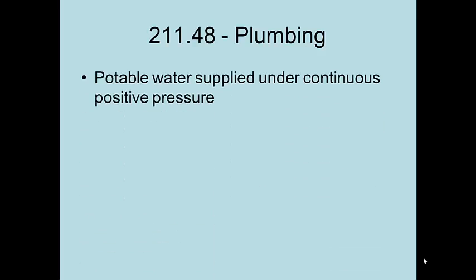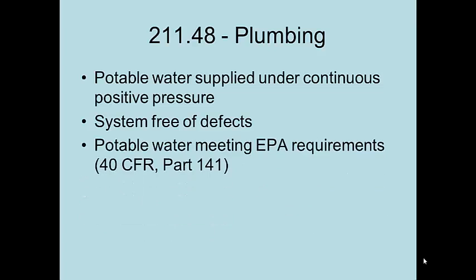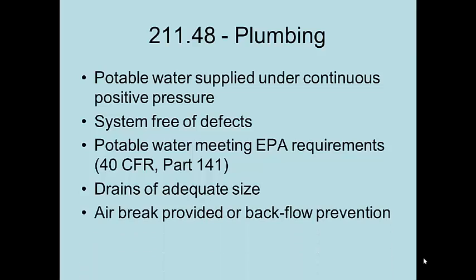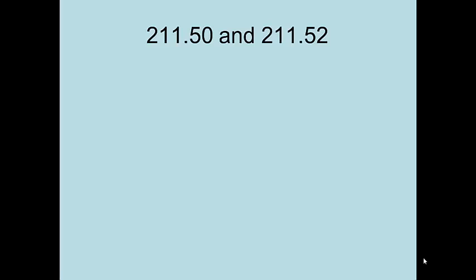48 is plumbing. Potable water supplied under continuous positive pressure, not flowing, but it's under continuous positive pressure. System would be free of defects that would impede the quality of the material coming in. Potable water meets EPA requirements, and there's the code for that. Drains of adequate size so you don't have backup into the area. And there'll be an air break provided or backflow prevention to prevent the sewer or the drain from flowing back into your areas or your sinks, specifically in a sink and a cleaning area. That's very critical to remember.